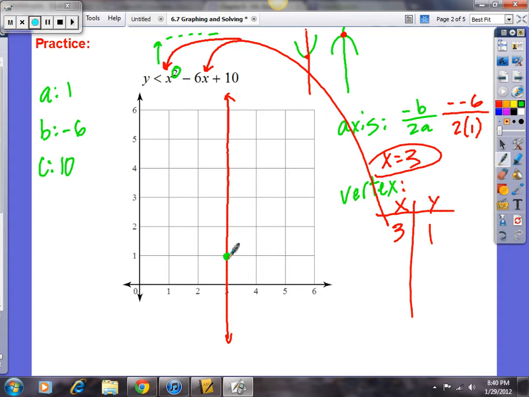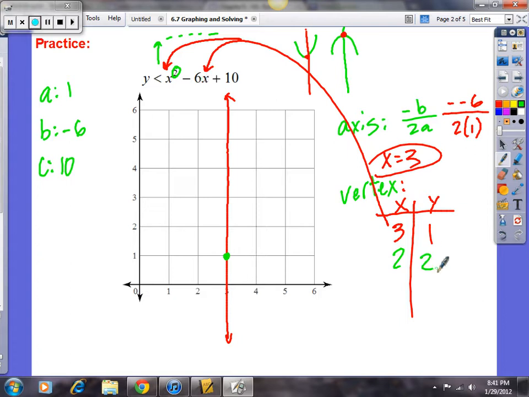Okay, now I'm going to choose another point. I'm going to choose 2. I'm going to stay kind of close to my axis of symmetry. So 1 to the left is 2, 1 to the right is 4, and I'm going to choose 2 to plug in because 2 is a little bit easier for me. So 2 squared, that's 4. 6 times 2 is 12. 4 minus 12 is a negative 8. Plus 10 is a positive 2.